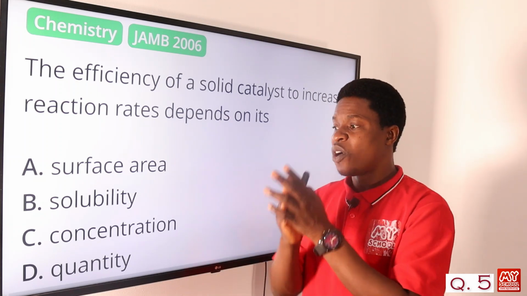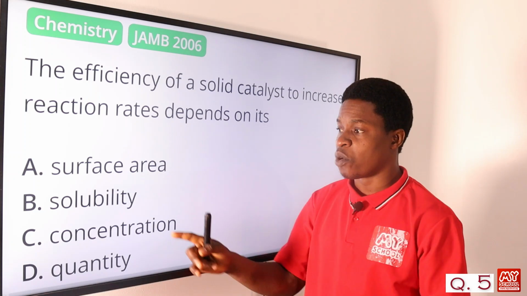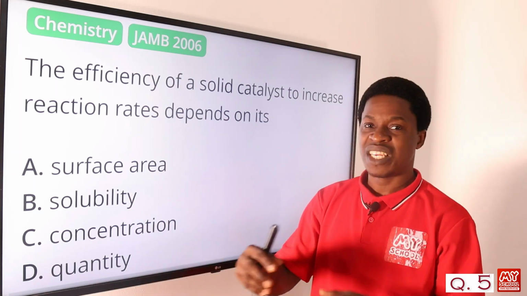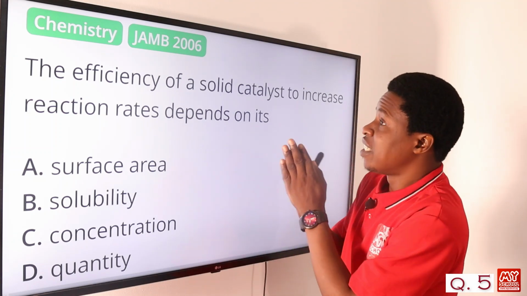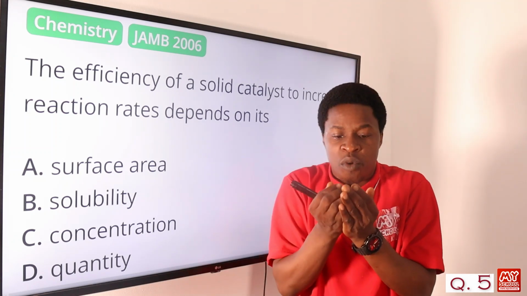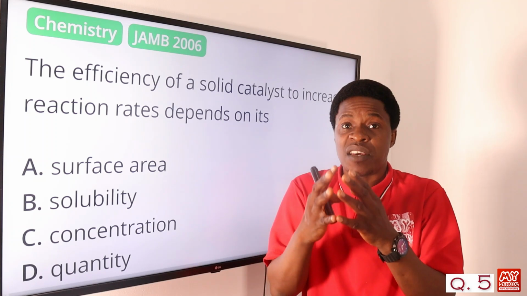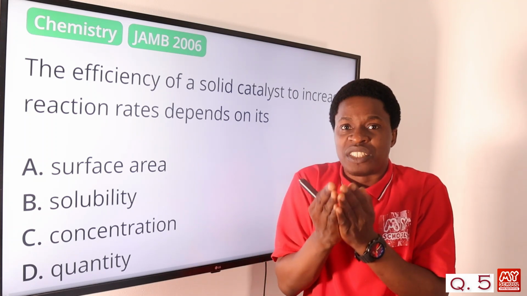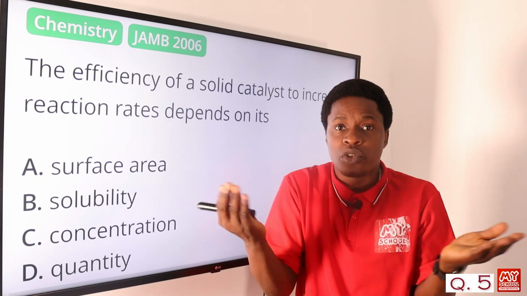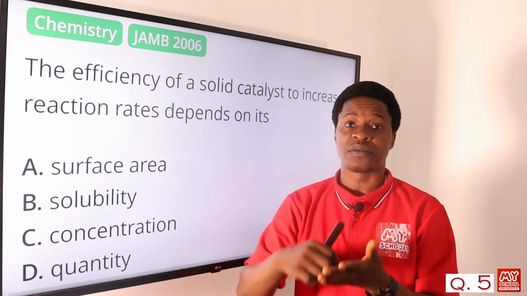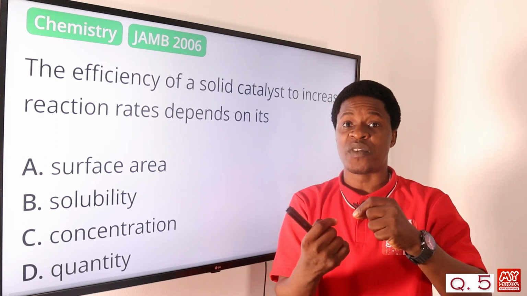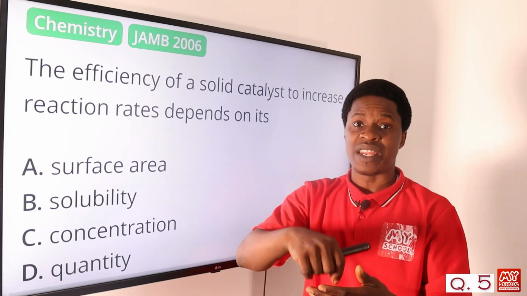The mass concentration of that is dissolved in 1 dm cube, which is also just like solubility, and then we talk about the quantity. The quantity does not necessarily determine the efficiency of it, whether it is small or much. It is not in the quantity, it is in the surface area, how exposed each of the particles that make up that substance are, having direct contact with the solvent or the reagent that is coming in contact with it.